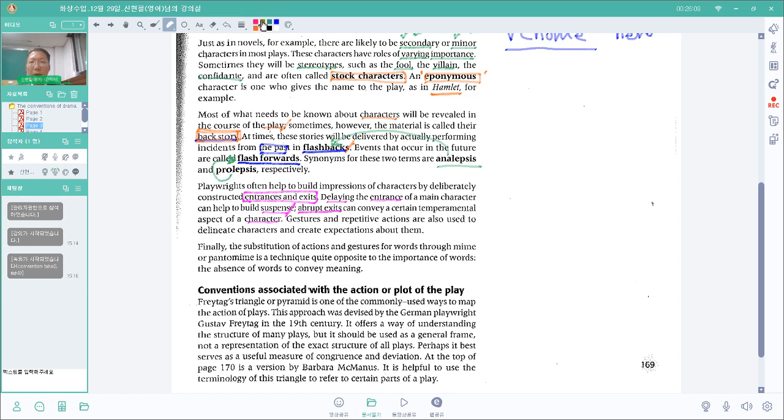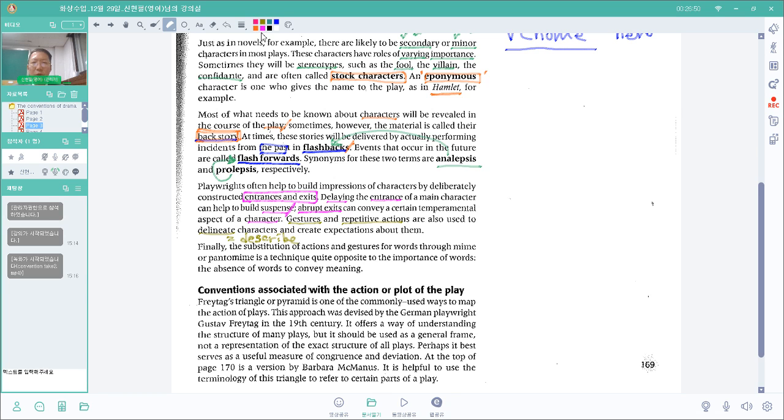Okay, and also gestures and repetitive actions are used to delineate characters and create expectations about them. These gestures and repetitive actions are sometimes used to describe characters and create expectations about our characters. Finally, the substitution of actions and gestures for words through mime or pantomime is a technique quite opposite to the importance of words. Absence of words does convey meaning.